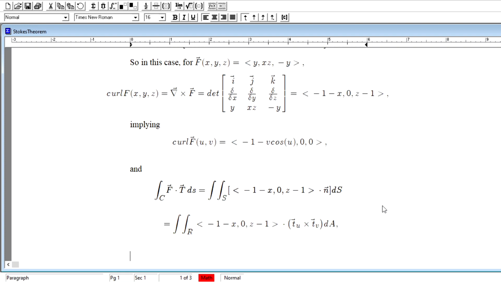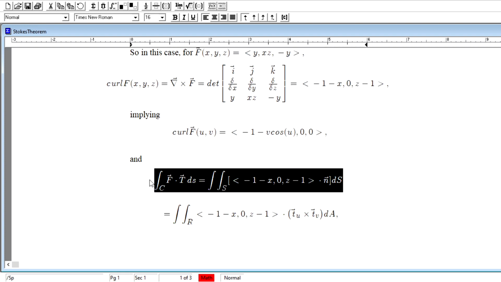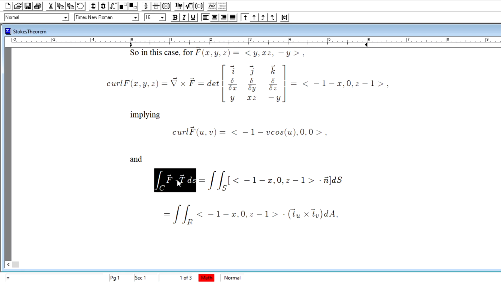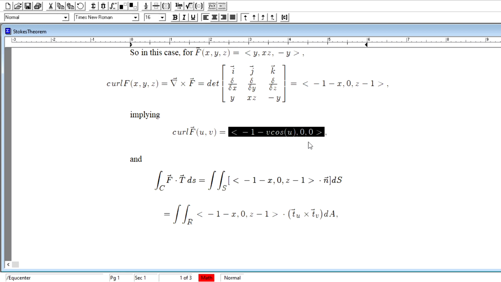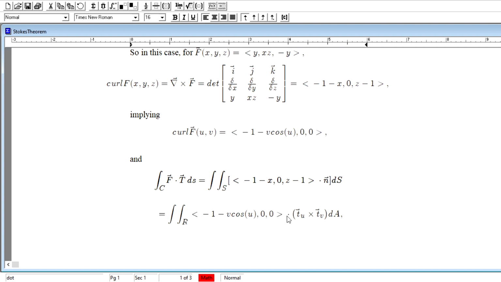And that integration, that we would see here for this line integral calculation of circulation over curve C, which is being approached as this surface integral calculation defined above, will actually be calculated using this double integral calculation involving the curl of F bar in terms of u and v and its dot product with the cross product of these two vectors T bar of u and T bar of v. Let's highlight that as the integrand.